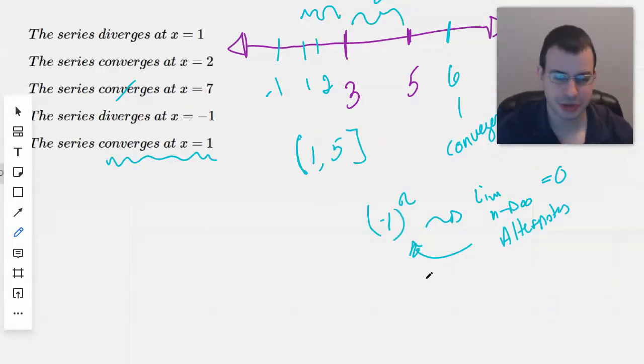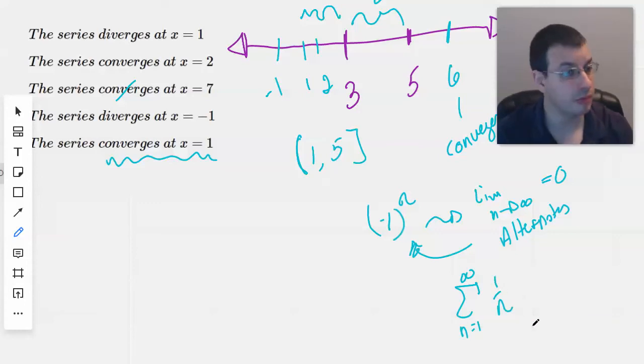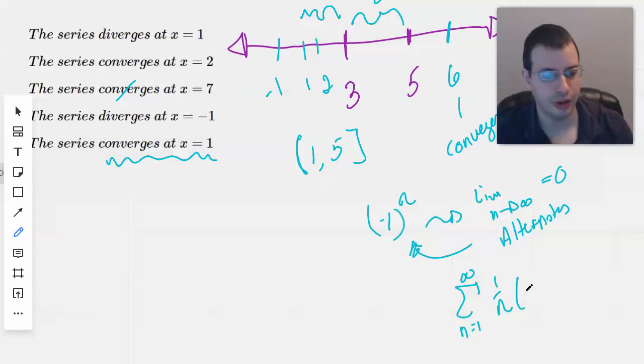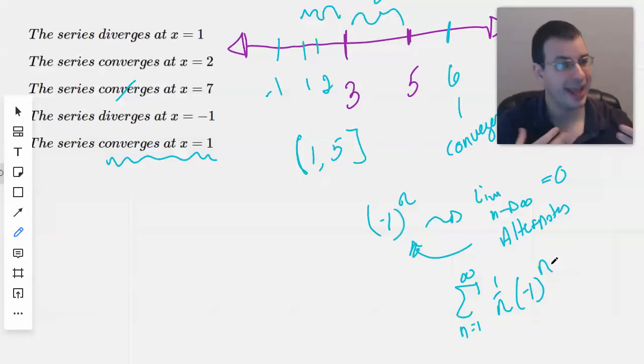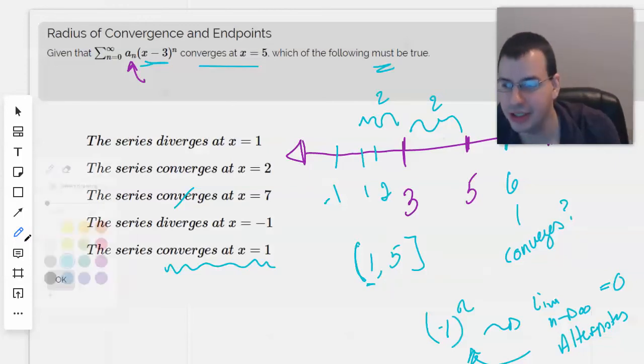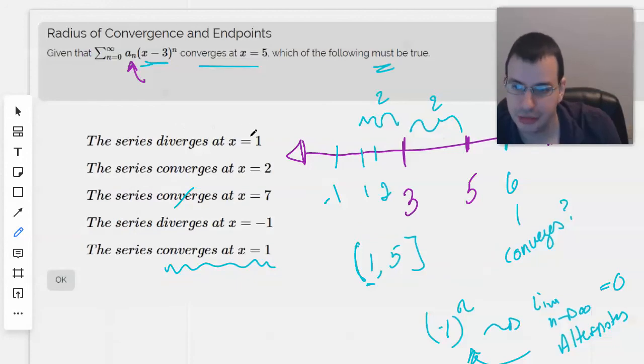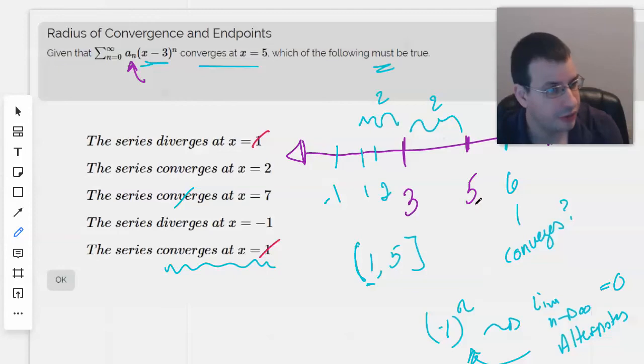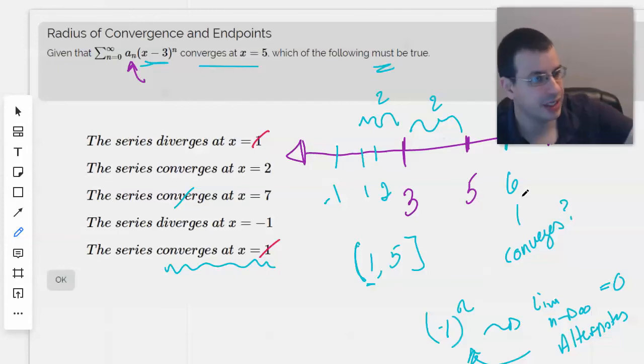I know that seems a little abstract. The classic example here is the sum from n equals 1 to infinity of 1 over n. That diverges, right? Well, if you do something like this with alternating signs, now it converges by the alternating series test. So you can't actually guarantee that 1 will converge, but then you can't guarantee that 1 will diverge either. So that one's out, that one's out. You don't know about negative 1, because just because 5 converges doesn't mean that 6, 7, 8 doesn't.